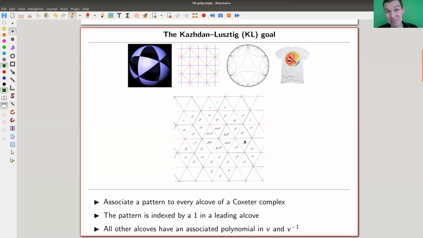And I need one black box. So I need you to believe me that there is a nice object called the Coxeter complex. Roughly speaking, a Coxeter complex is one of those guys here. They exist in higher dimensions as well, but basically, let's focus on dimension 2 here.